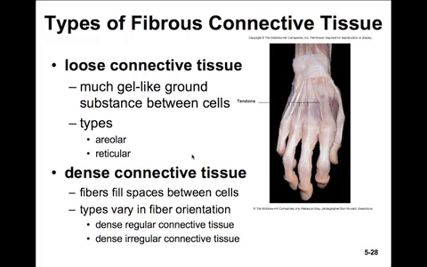So now let's take a look at the types of fibrous connective tissue. First, there are loose connective tissues, and then there are dense connective tissues. The loose connective tissues have a lot of gel-like ground substance between the cells. They are such tissues as areolar and reticular. The dense connective tissues are much more dense, as in they're filled with fibers between the cells. Less ground substance, more fibrous component. We'll see dense regular connective tissue and dense irregular connective tissue. Now, the fiber orientations are really what varies in the dense connective tissues.